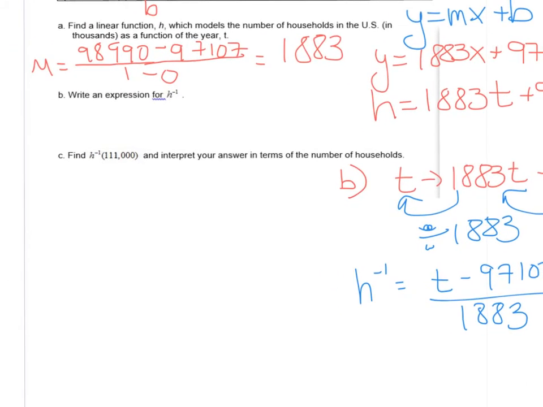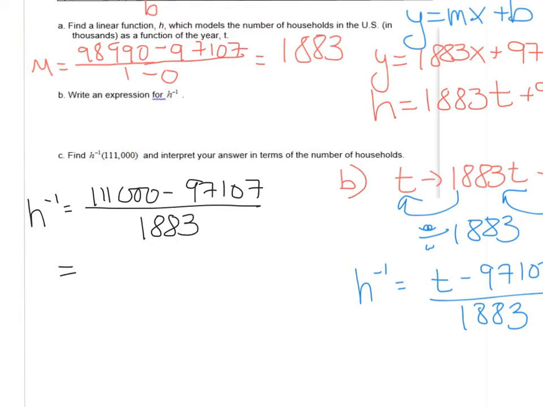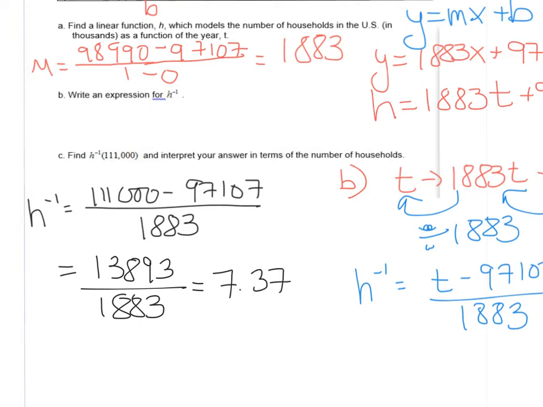Now find the inverse of 111,000 and interpret your response. So what I'm going to do is take the value of 111,000 and plug that into my h inverse function. And you can use your calculator for this arithmetic. On any non-calculator assessment, we would give you nicer non-calculator numbers, not in the thousands like this. So we get 7.378. So what does that mean?